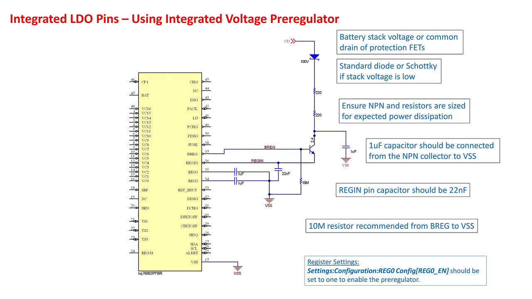The collector of the BJT can be routed either to the battery stack voltage or to the common drain between the protection FETs used in series. On the EVM, it is connected to the common drain, which allows power to be pulled from the charger when it is connected.